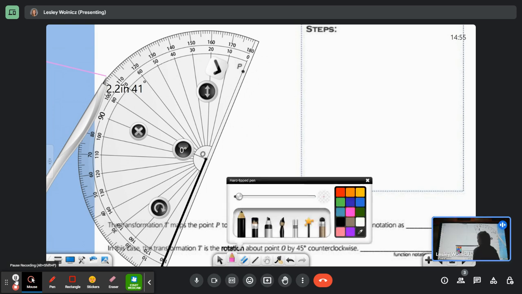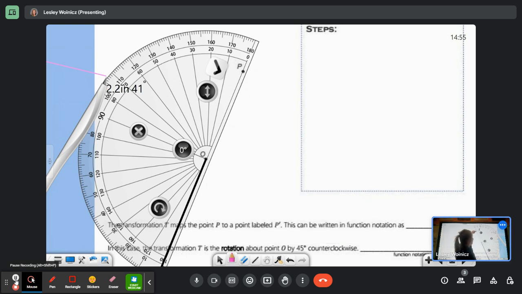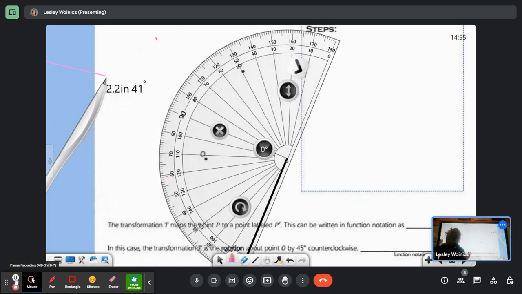So how far do we have to go counterclockwise? 45 degrees. So I'm going to count from 0, 10, 20, 30, 45. So here is 45 degrees away from P. And make a little mark. Okay, move your protractor away.